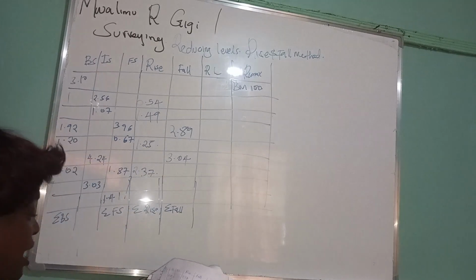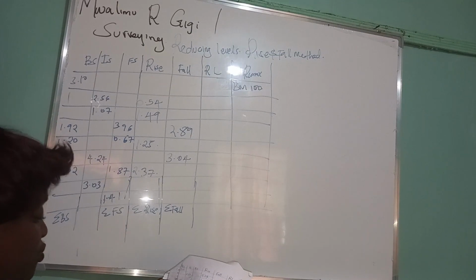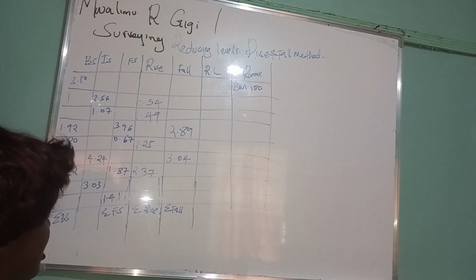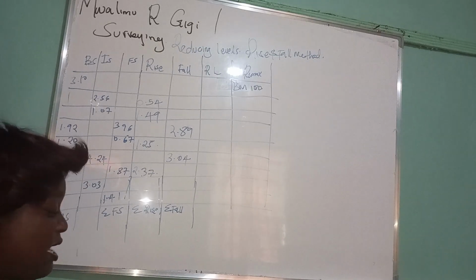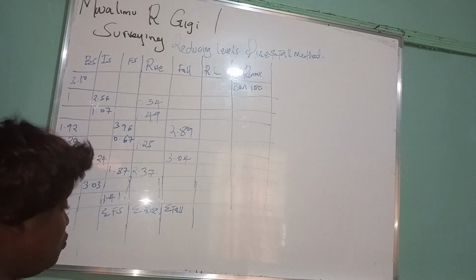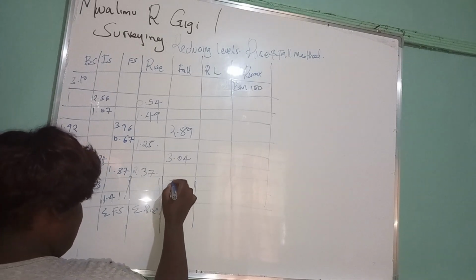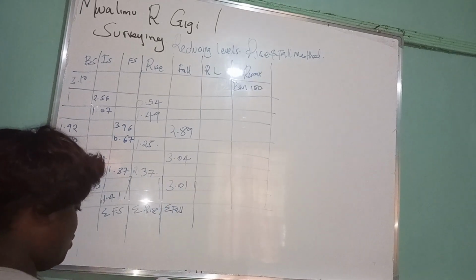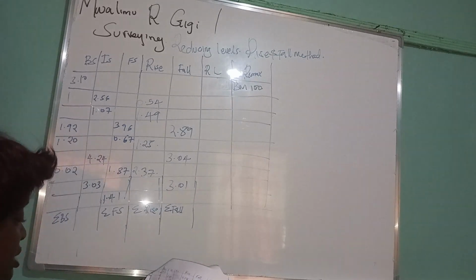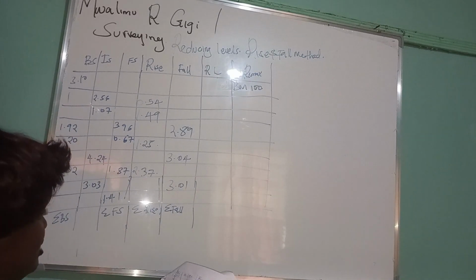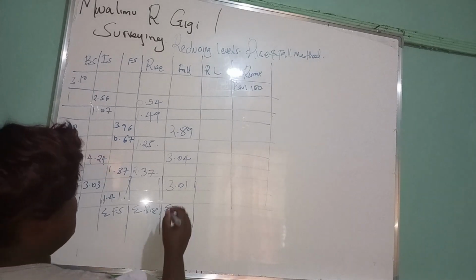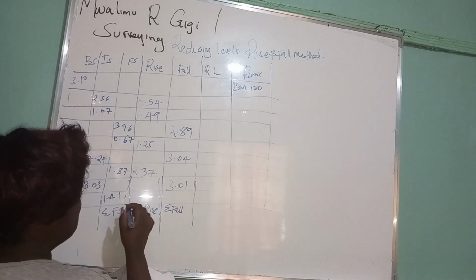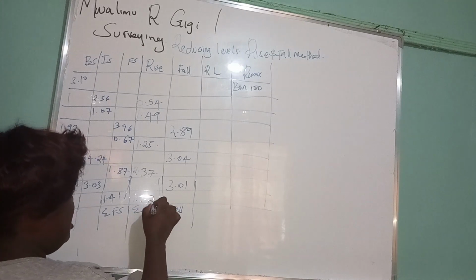So next we go to 0.02 minus 3.03. It is minus 3.01. So it is a fall of 3.01. So 3.03 minus 1.41. It is a rise of 1.62.